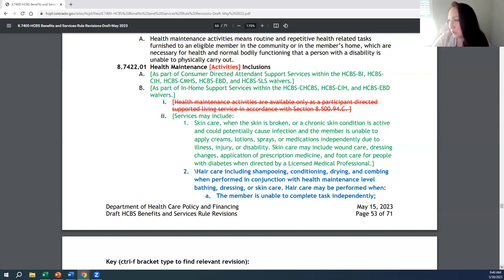As part of in-home support services with the HCBS Children's Home and Community-Based Service, HCBS, what is the first one? Complementary integrated health? Correct. Yeah, that's correct. Thanks. And HCBS elderly, blind, disabled waivers. Services may include skin care when the skin is broken or a chronic skin condition is active and could potentially cause infection and the member is unable to apply creams, lotions, sprays, or medications independently due to illness, injury, or disability. Skin care may include wound care, dressing changes, application of prescription medication, and foot care for people with diabetes and directed by a licensed medical professional.